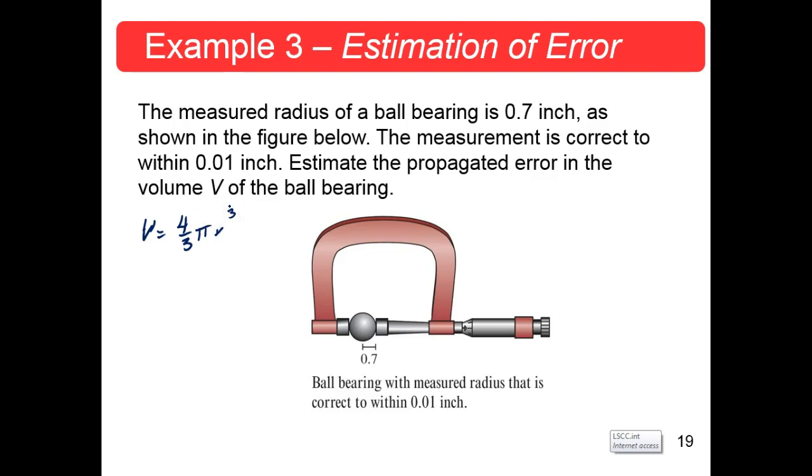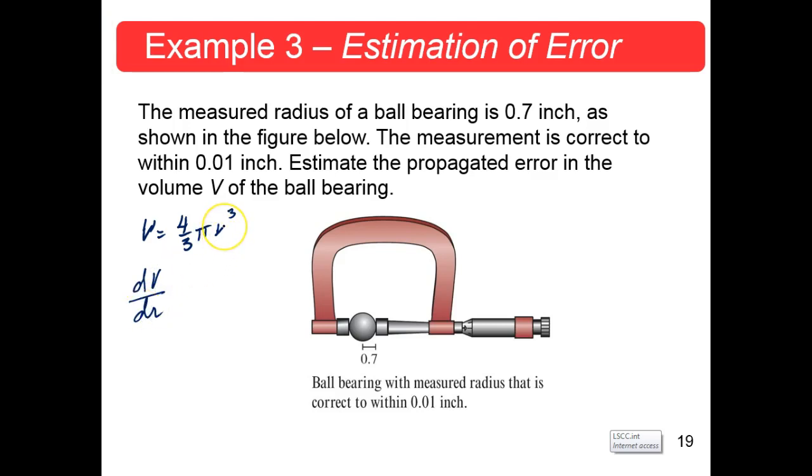And that's why they used r here, because the formula for the volume of a sphere using diameter is really a lot nastier looking formula. Okay? Very reasonable. So, estimate the propagated error in the volume of the ball bearing. Well, what we're going to do is, guess what we're going to do? Take a derivative. dV dr.